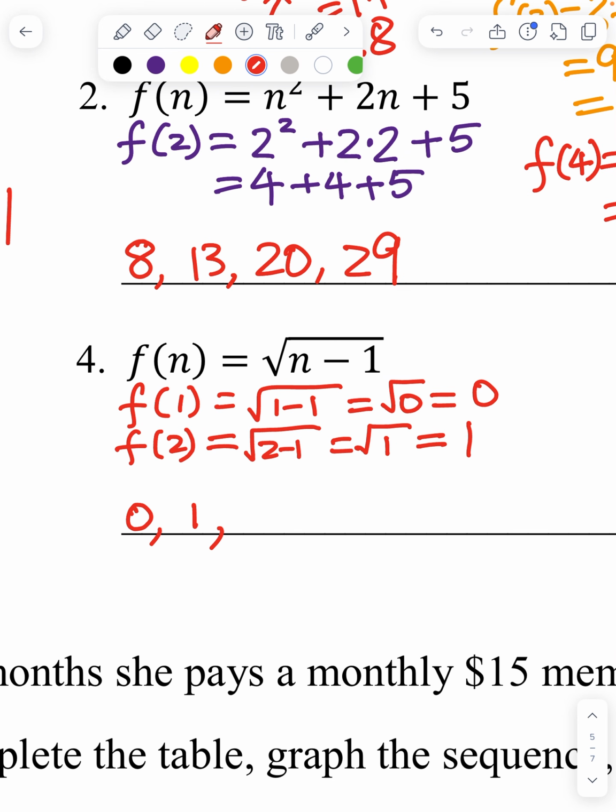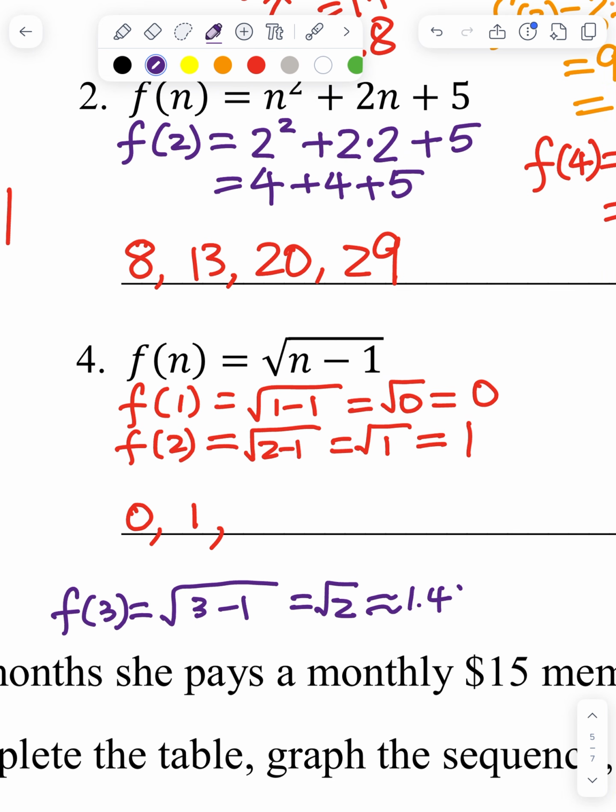Okay, let's do number 3, the third term. Square root, n equal to 3. So this is going to be 3 minus 1. That's square root of 2. Square root of 2, by the way, is 1.414 something. We can just write it exactly as square root of 2.